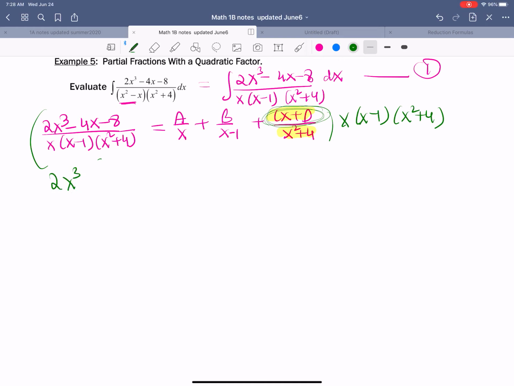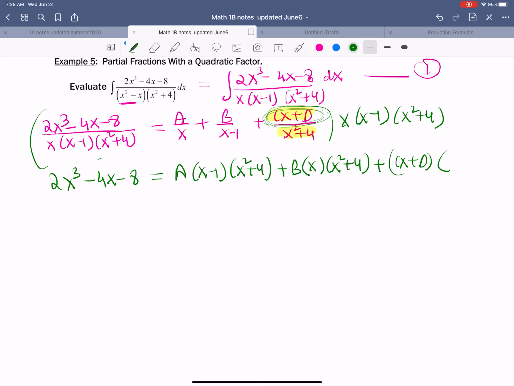So we have 2x to the third minus 4x minus 8 is equal to a times x minus 1 times x squared plus 4, plus b times x squared plus 4, plus cx plus d times x times, excuse me, x squared x minus 1. Okay, so what I'm going to do here is distribute, FOIL, and combine the like terms.